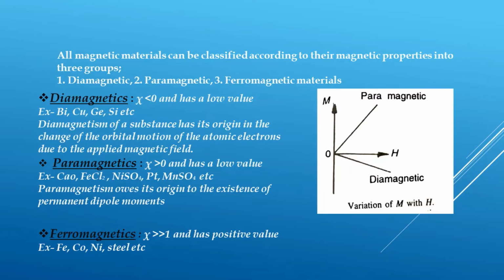Paramagnetism: the origin of paramagnetism is the existence of permanent dipole moments. So for paramagnetic materials, the atoms of the substances have permanent dipole moments. And when the magnetic field is imposed on the material, these dipoles are aligned according to the magnetic field. So this is the origin of paramagnetism.